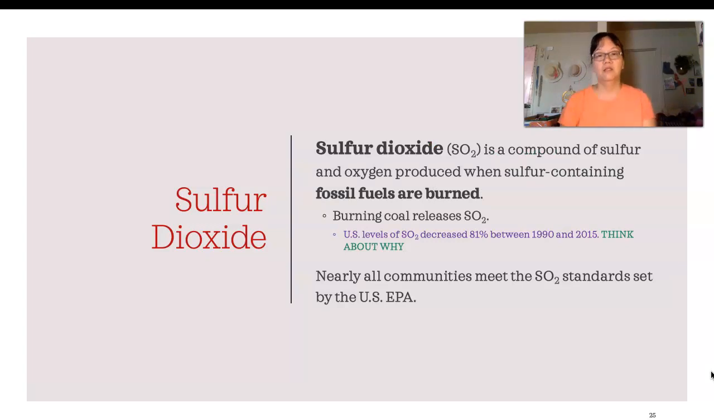The third group is sulfur dioxide. It's a compound of sulfur and oxygen produced when sulfur-containing fossil fuels are burned. It's an oxidation reaction. The sulfur is oxidized by oxygen. That's how sulfur dioxide is formed. And the main pollution source is fossil fuel burning. And the good news is, to this day, about 80% of those pollutants have dropped in the air, and I want you to think about why. Okay.